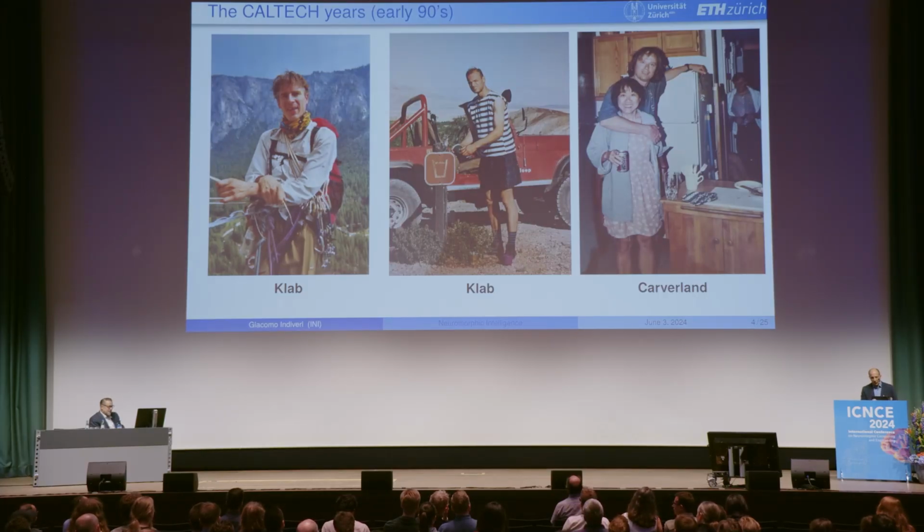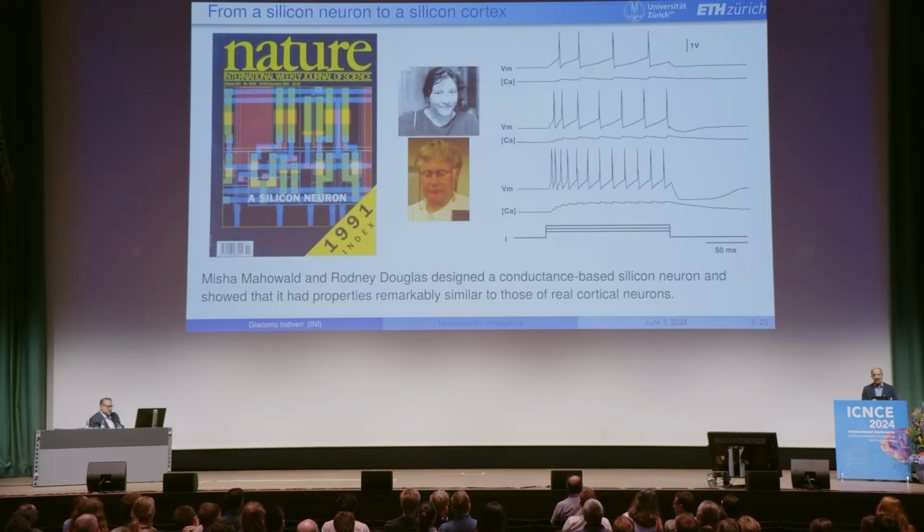In those years also, Misha Mahowald met the founder of the Institute of Neuroinformatics, one of the co-founders, Rodney Douglas, and together they designed a silicon neuron. This was, again, late 80s, early 90s. You see the really impressive achievement they got by designing an electronic circuit that could reproduce with great faithfulness the properties of real neurons, even gave them the cover of Nature.